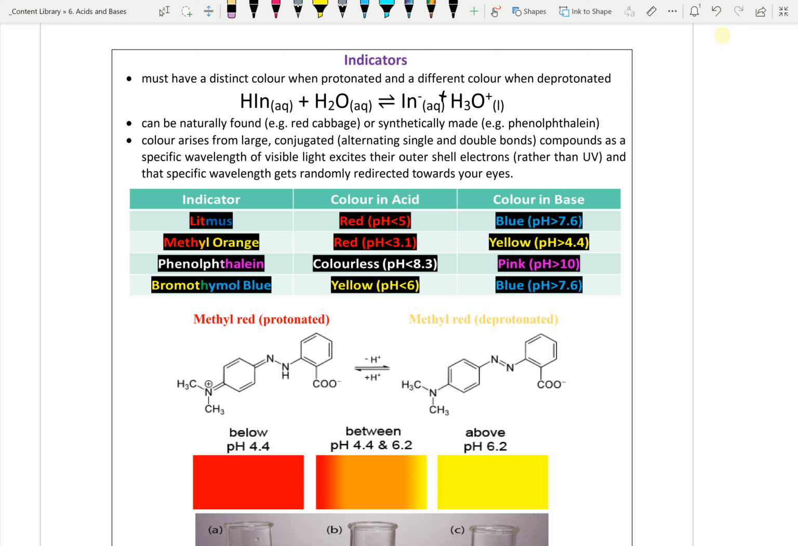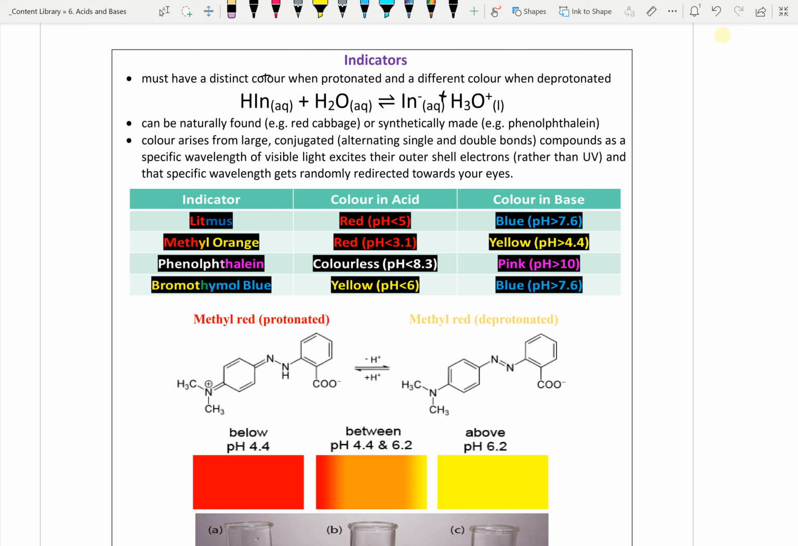So an indicator is one color when it's got the hydrogen attached, and a different color when the hydrogen's not attached. And if you put the indicator in a solution that has, say, a lot of hydronium ion, then it's very likely it's in the form of this, and that will have a certain color.